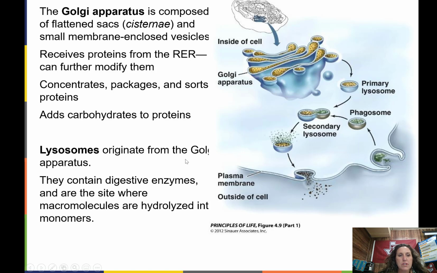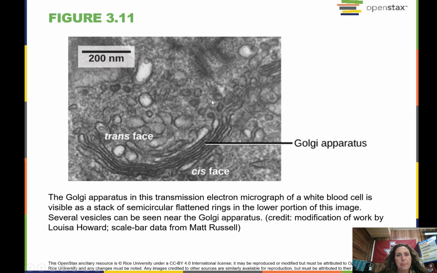Now, lysosomes also originate from the Golgi apparatus, and they contain digestive enzymes. So when a cell eats something, takes it in, these lysosomes are like the stomach of the cell. They're just going to break everything down so that the cell can use it. And this is kind of what a Golgi apparatus looks like underneath an electron microscope, so much fancier microscope than we have here. You can see it looks like a stack of pancakes. And then you can see the vesicles kind of coming off of it. These are all vesicles that have come off of the Golgi apparatus.